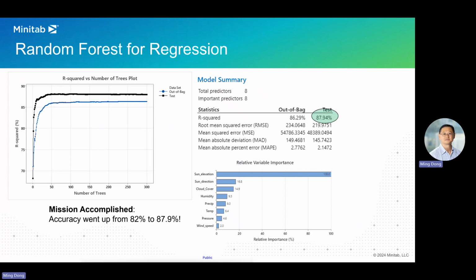So this is the model generated from random forest. Again, it tells you the R-square. In this one, R-square is 87.9. It's improved, right? CART is 82, now we have 87.9 because we generate multiple trees and predict better. Sun elevation is still the most important variable, followed by sun direction.